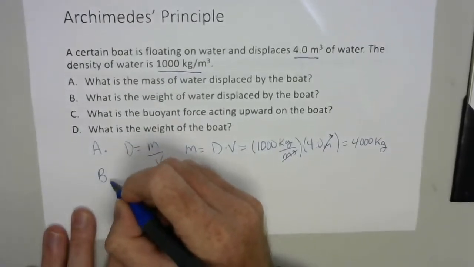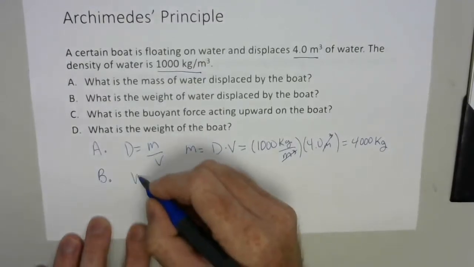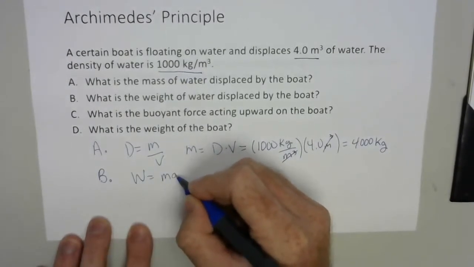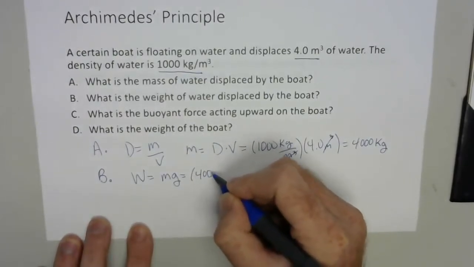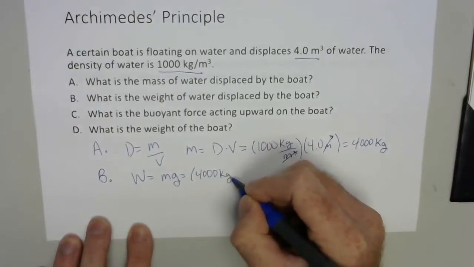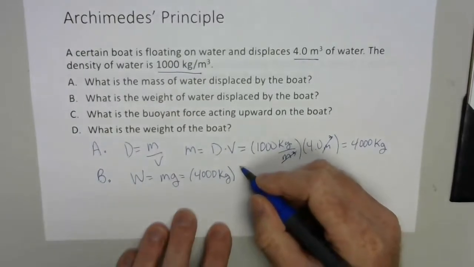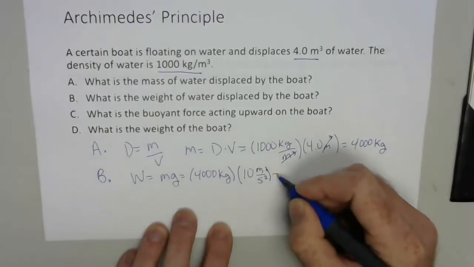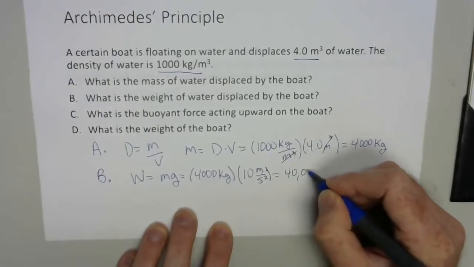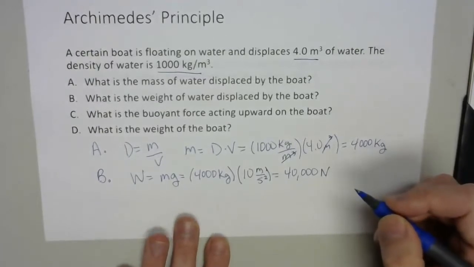Part B says, what's the weight? Remember, weight is equal to mass times the gravitational constant. So we're going to use our answer from part A, 4,000 kilograms, and then multiply by the gravitational constant. We'll use our rounded off value of 10 meters per second squared. So 10 times 4,000 is 40,000 newtons. So that's your answer to B. That's the weight of the boat.